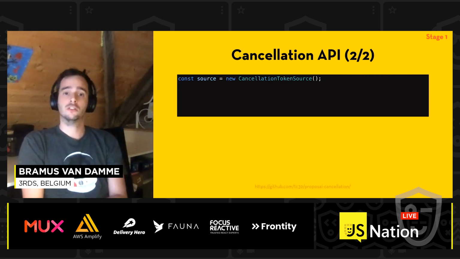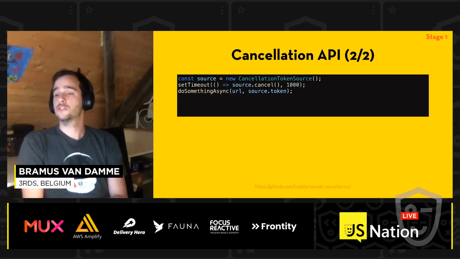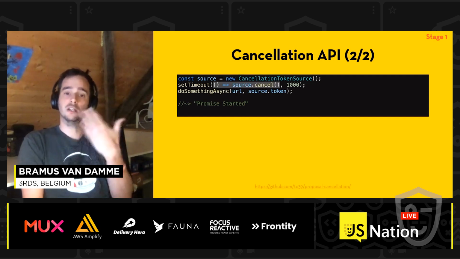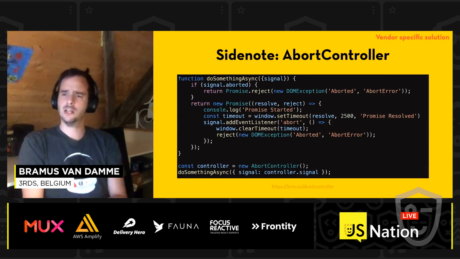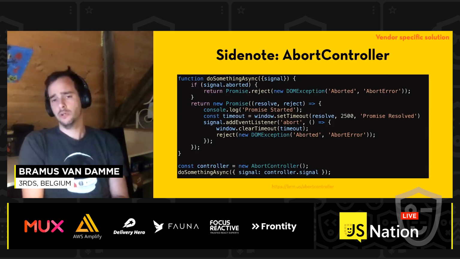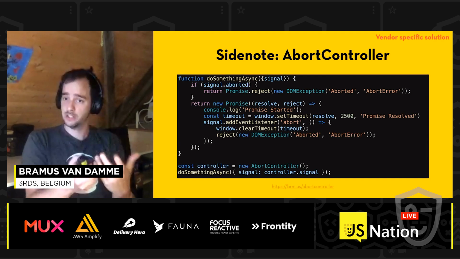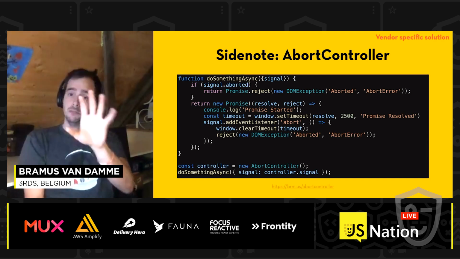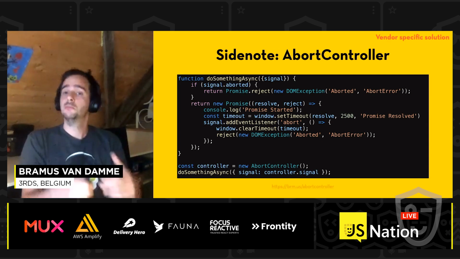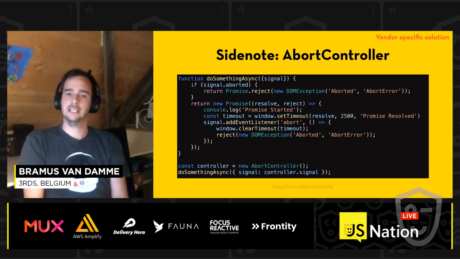The usage looks like this. So you make a cancellation token source, you pass it into your function. Then, for example, after 1 second, we call source.cancel. So this will be promise started. And then after 1 second, the promise will be canceled, which is the correct result. Side note with that, the AbortController, it's something that already exists. This is a vendor-specific solution. This is not part of ECMAScript or JavaScript itself. This is something you can already use in browsers, but it's not part of the ECMAScript syntax.